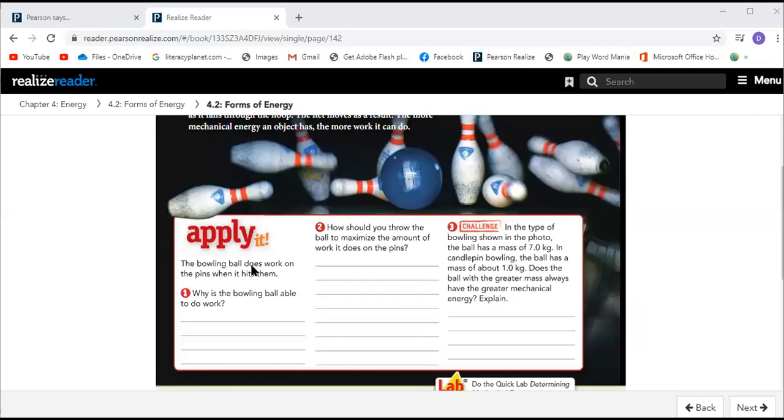Okay, let's apply it. The bowling ball does work on the pins when it hits them. Why is the bowling ball able to do work? Why, girls? Who can tell me? Why does this bowling ball have the ability to do work? Because it has which kind of energy?